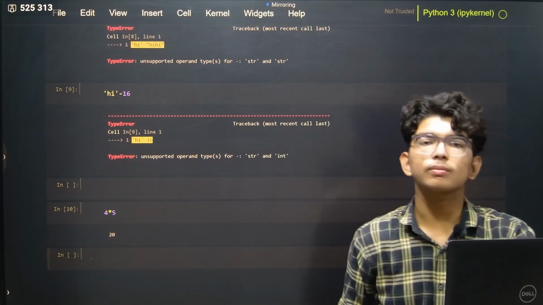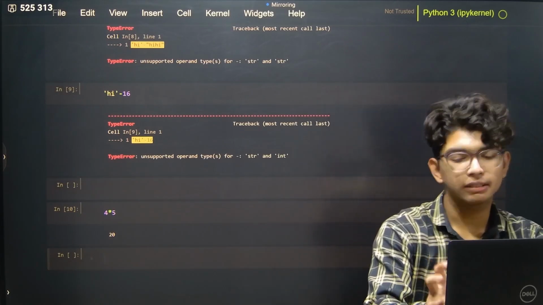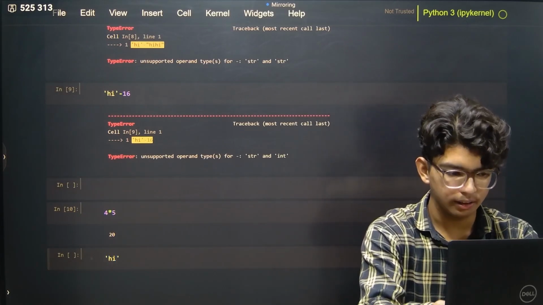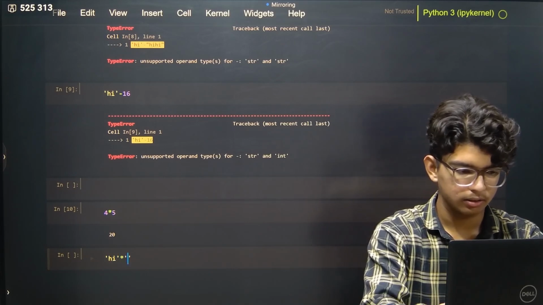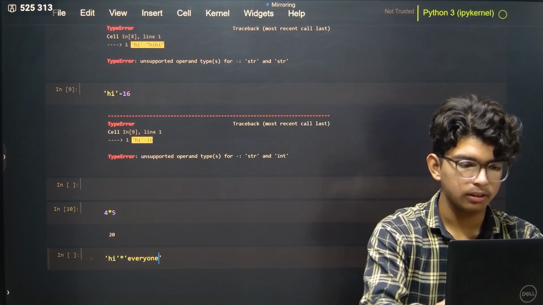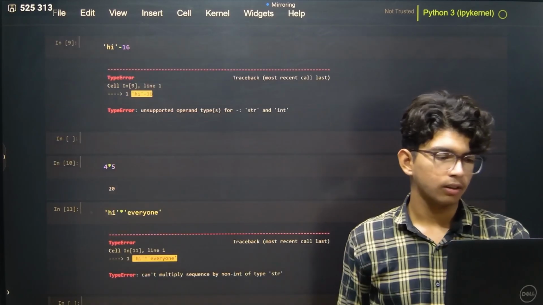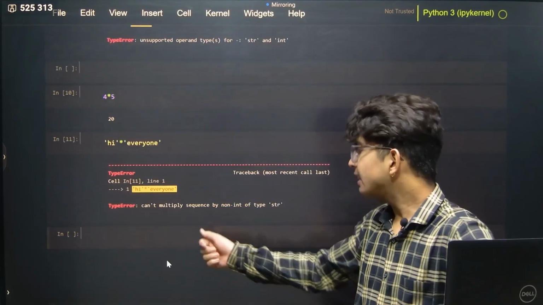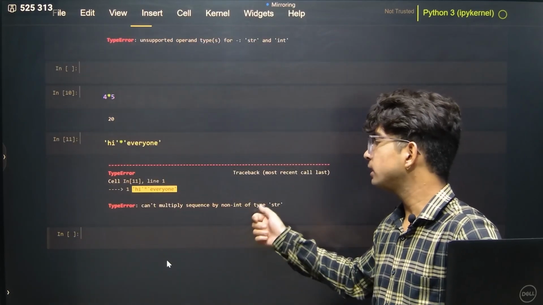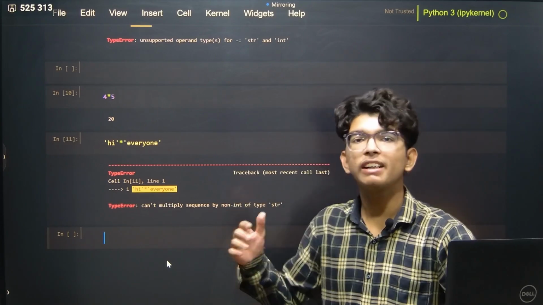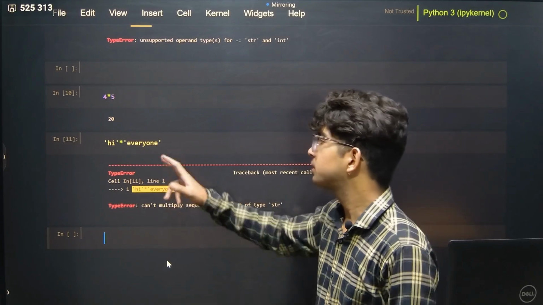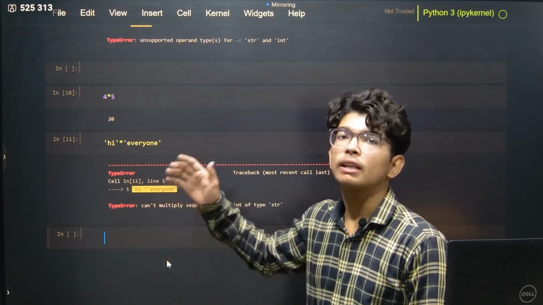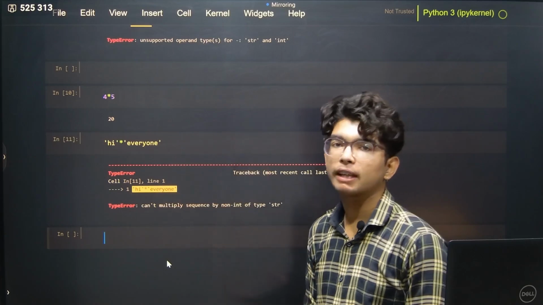Easy. Now let's try the same with strings. If I write hi here, then multiply with everyone, we get a type error, which says can't multiply sequence by non-integer type of string. Well, right now just simply know this: string does not support another string for the multiplication operator.